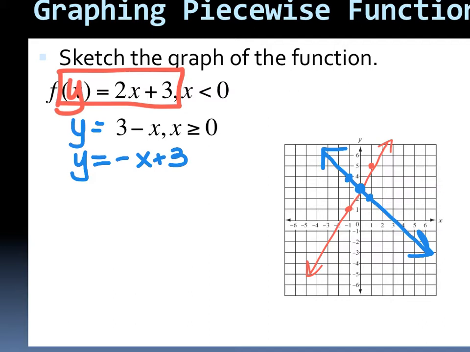So then I have to pay attention to the restriction. The first one says that that line is only good for the values of x that are less than 0. So if I just gave you any coordinate grid and I said, what quadrants would be the values of x that are less than 0? You would tell me what?